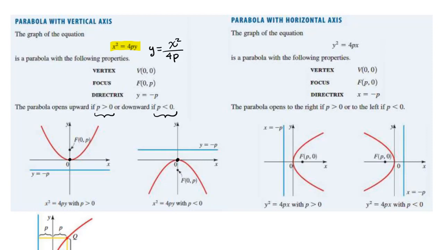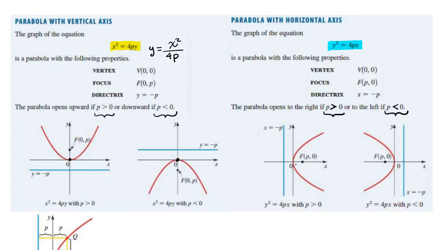The other scenario is when the graph of the equation is y squared equals 4px. In this case, the parabola is opening sideways. To the right, if p is greater than 0, and to the left, if p is less than 0. And it's interesting to note that the way the parabola is opening is also the direction the little inequality for the p is pointing. I don't know if that will help any of you, but it is possibly helpful to someone, so there you go.